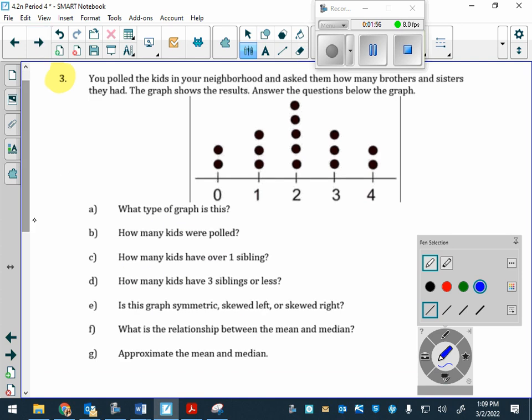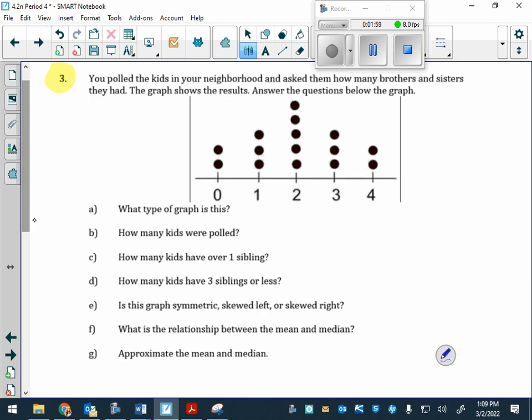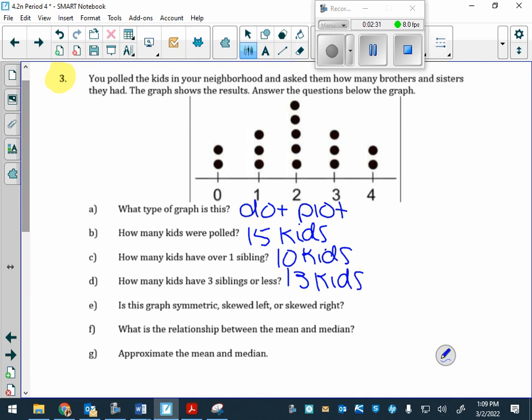Then we have this guy here. All right. What type of graph is this? Taylor. It is a dot plot. Good. Okay. How many kids were polled? Sawyer? 15. Awesome. Okay. How many kids have over one sibling? Brayden? 10. Good. And 3 siblings or less? Addison? 13. Good.